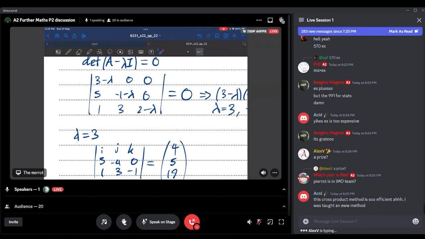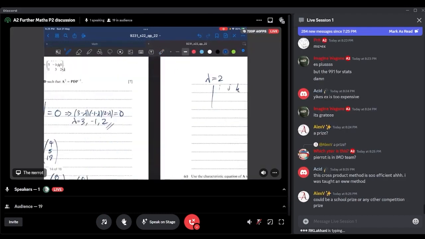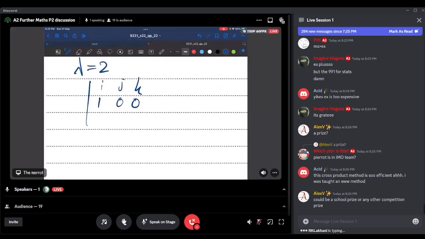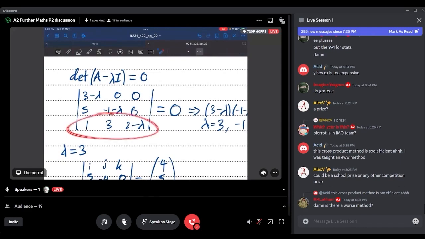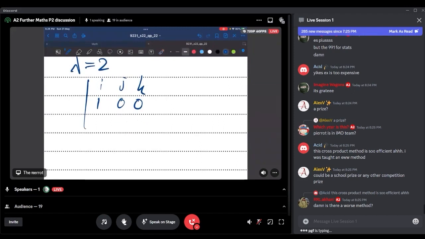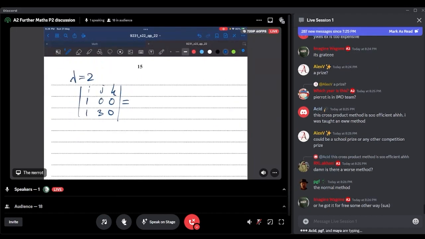Yeah, this cross product is so efficient. Very, very efficient. So I'll just take this vector and this vector. That means we have 1, 0, 0 right here because 3 minus 2 is 1. And I'll take this one too, so it's 1, 3, 0, since 2 minus 2 is 0. Is there a worse method? Yeah, there technically is. You basically just solve the equations normally. This works because you're doing 3 by 3 matrices. If you're doing 4 by 4, then no more. It only works for 3 by 3.